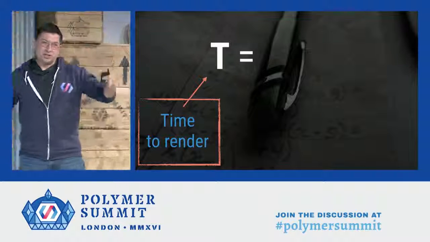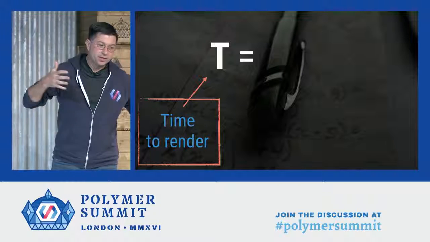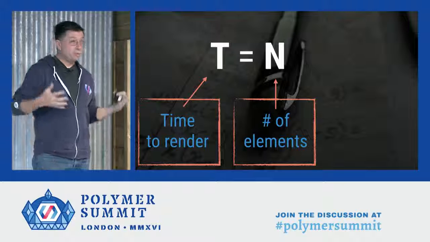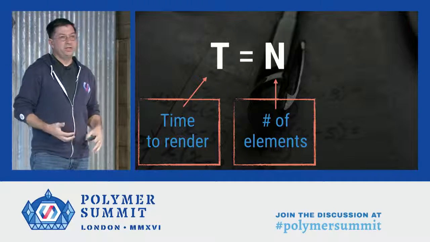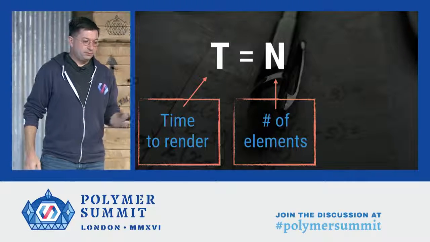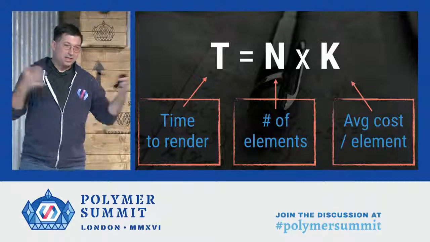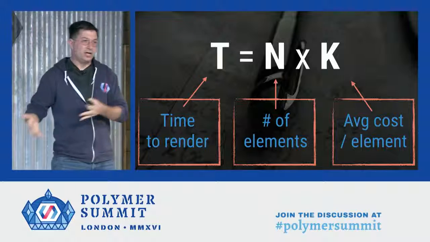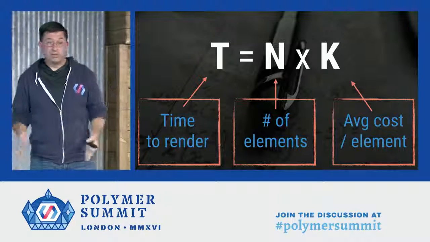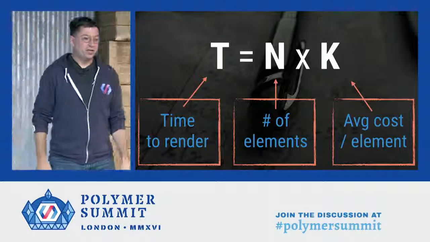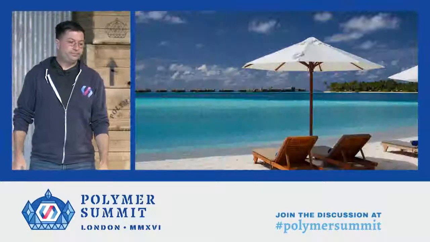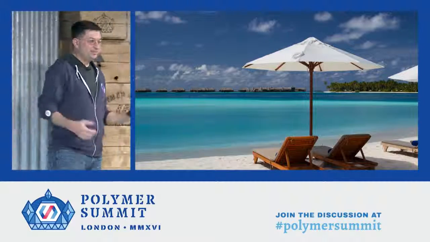So again, if we look at this concept of time, and now we're really just focused on the time to render, it's really a function of two things. First, we have the number of elements that we're using to display our content, and the cost of those elements, the average of how much each of those is costing us. And we can see, looking at this equation, that if we reduce either of those, it's going to have a positive impact on decreasing the amount of time we take. So how are we going to do that?